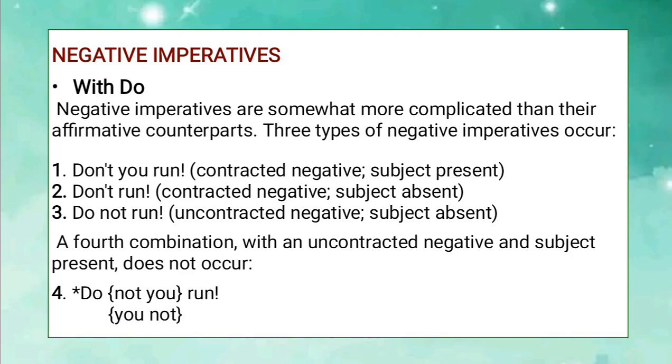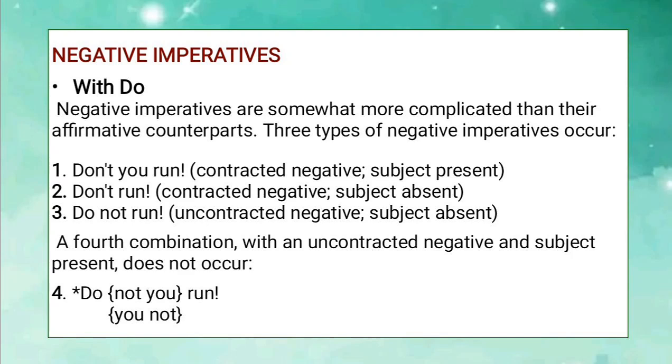Number one, don't you run. Contracted negative, subject is present. Number two, don't run. Contracted negative and the subject is absent because, as we can see, the you is not present. Number three, do not run. Uncontracted negative and the subject is absent. It is uncontracted because we didn't combine the do and not.